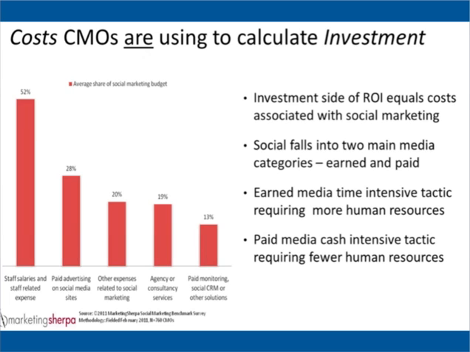But bottom line, on the left, see there? Staff salaries and staff related expenses, always a big category. And then as it breaks down, this shows you the average share of the social media marketing budget. So paid advertising on social media sites, other expenses related to social media marketing, tools and things, agency, consultancy services, and paid monitoring, social CRM, other solutions. So this is what we really need to include as an average share in the social media marketing budget.